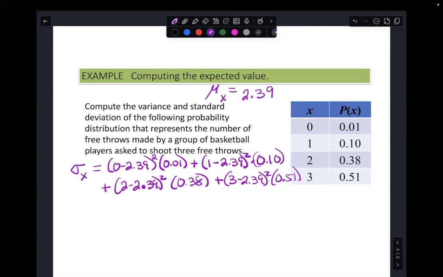I got 0.4979. Somebody check my math, please.